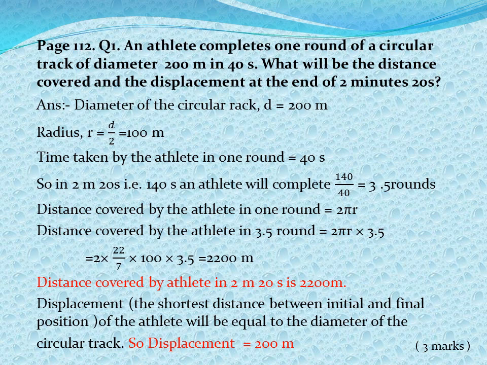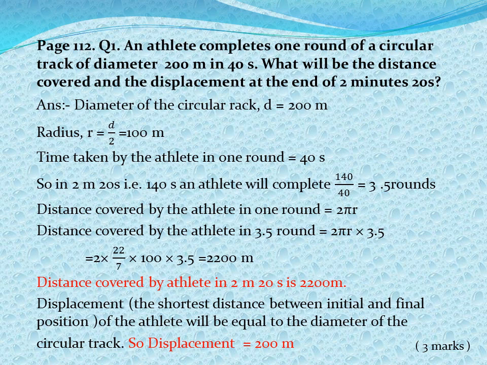Page number 112, question number 1. An athlete completes one round of a circular track of diameter 200 meter in 40 seconds. What will be the distance covered and the displacement at the end of 2 minute 20 seconds? Diameter of the circular track d equals 200 meter, radius r equals d by 2 equals 100 meter. Time taken by the athlete in one round equals 40 seconds.